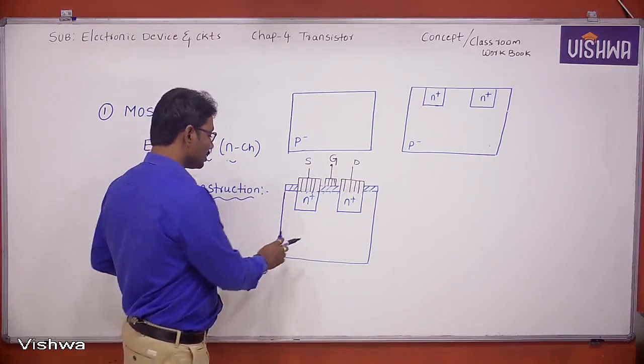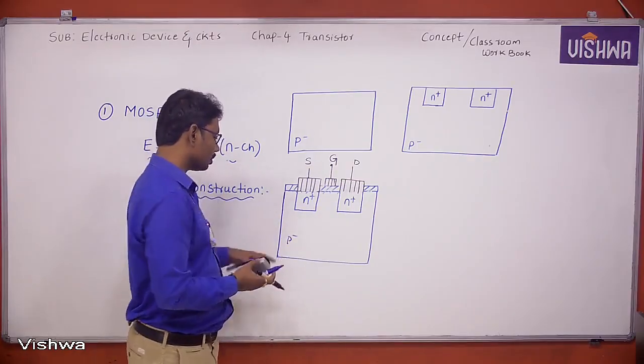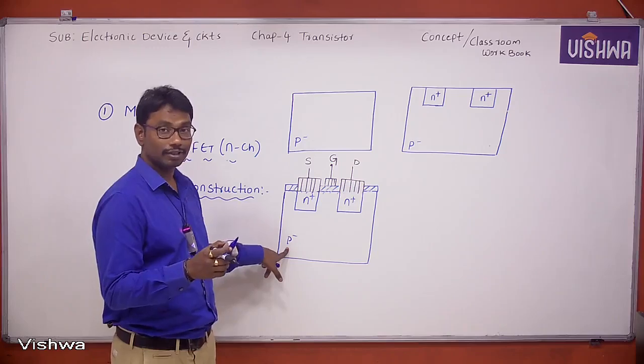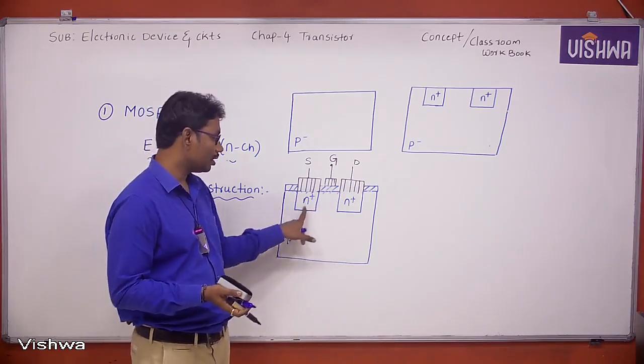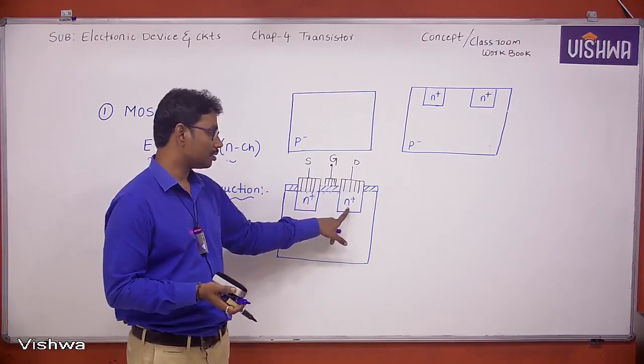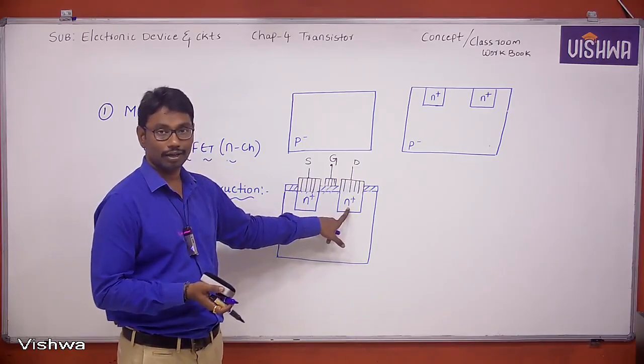What is the substrate in the case of N channel? P, right? In the case of P channel, the substrate should be N. Also, what are the regions here? This is P plus, this is P plus. You have to take it like that.